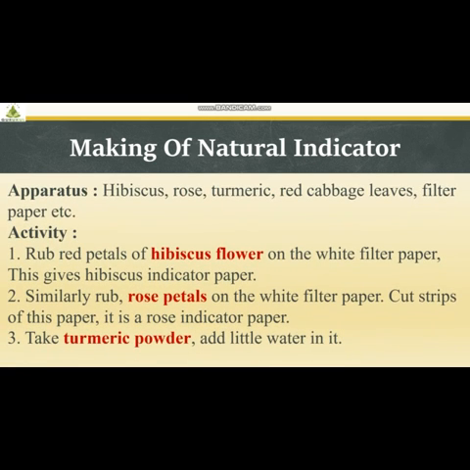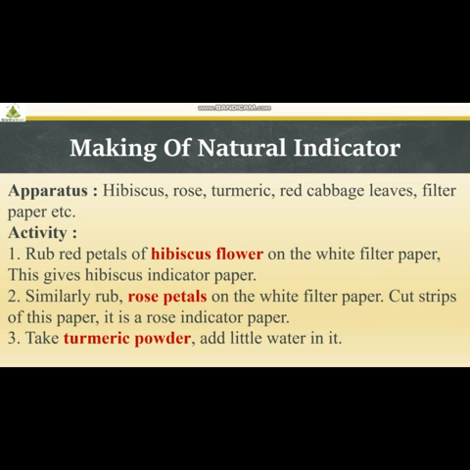Okay, so this is the activity that I talked about where we can actually prepare natural indicators in our laboratory for our use. Apparatus, what all things we are going to take: hibiscus, rose, turmeric, red cabbage leaves, filter paper, etc. Other things also we are going to use. We are going to see one by one.